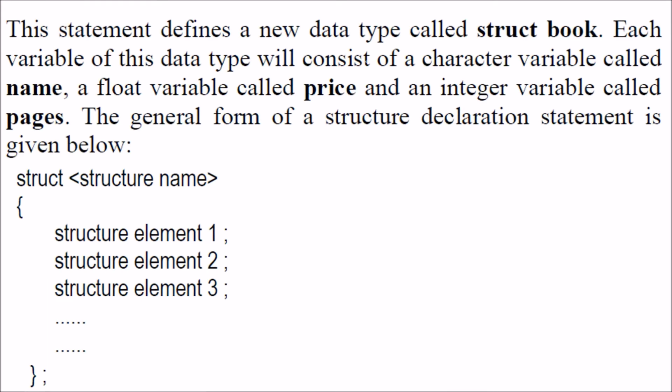Then this statement defines struct book. We have name, price and pages. These are dissimilar entities. So if you want to generalize it, then struct, then the structure name, and these are different elements followed by the semicolon.